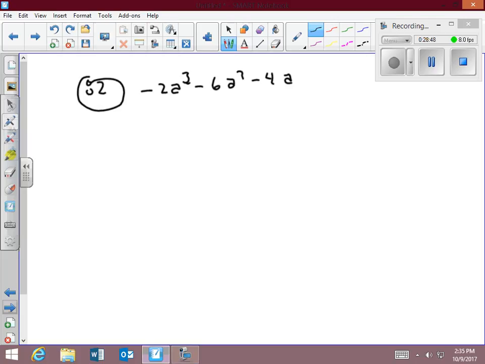Does a 2 come out? Does an a come out? Yes, a. So if I go minus 2a, I get my thing straightened out. Then it's a squared, right? Plus 3a plus 4. Be sure you get your signs right. I'm going to take that negative sign out.